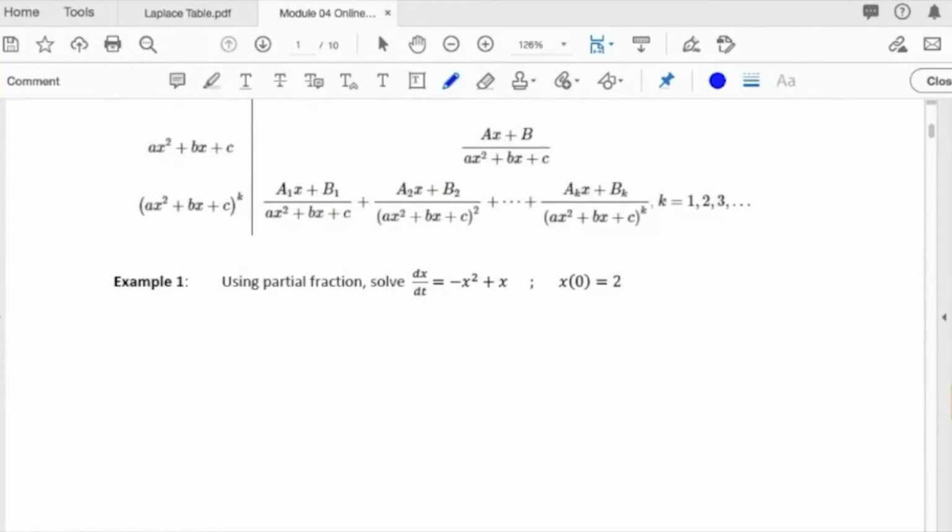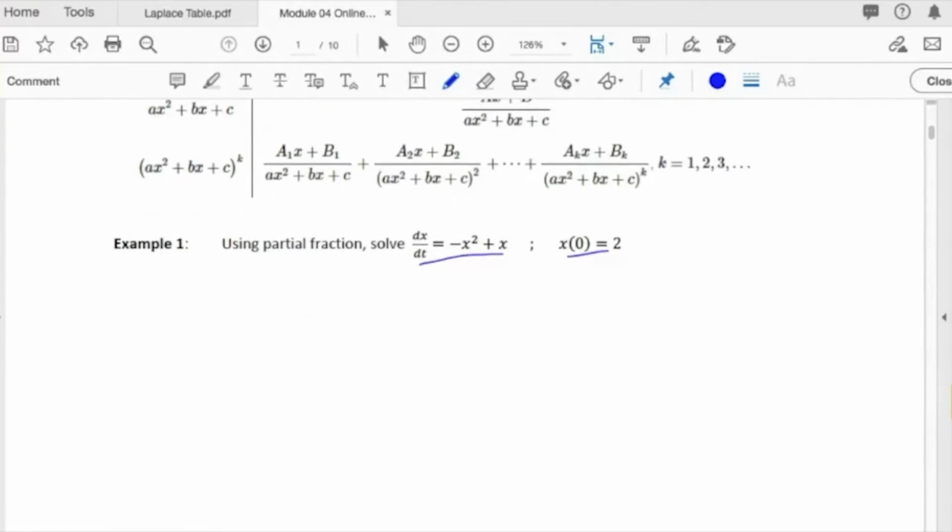So we jump to example 1. We're going to solve these problems using partial fractions. And we also have initial value information which we will use to find our constant value C.